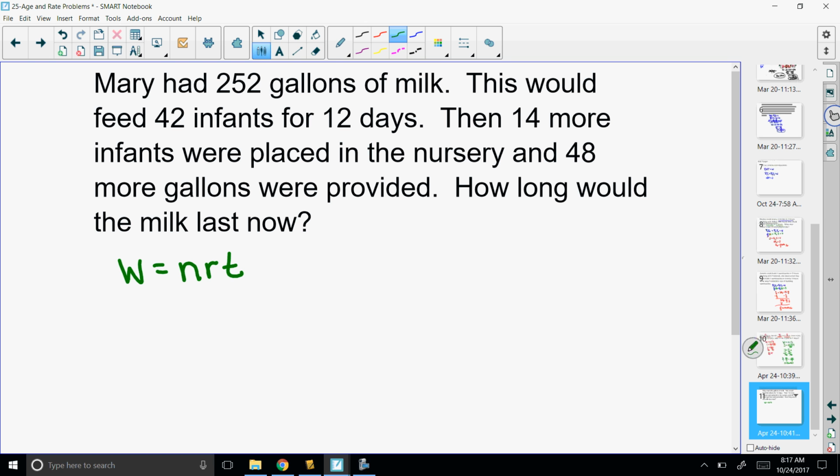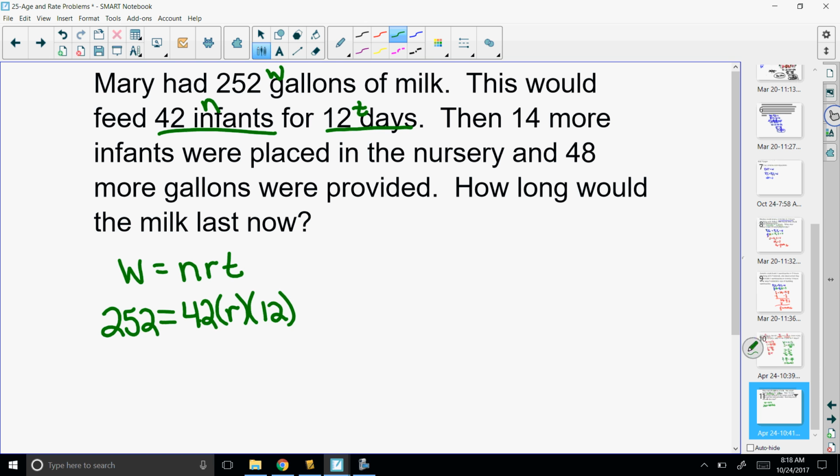If we're not for sure, let's continue on. This would be 42 infants. What do you think 42 infants is? That's the number. So number is 42 infants. So there's my n value for 12 days. So what's that? That's my time. 12 days is my time. So what do you think 252 gallons is? That's your work or jobs or something like that. So 252 gallons of milk is going to feed 42 infants for 12 days.